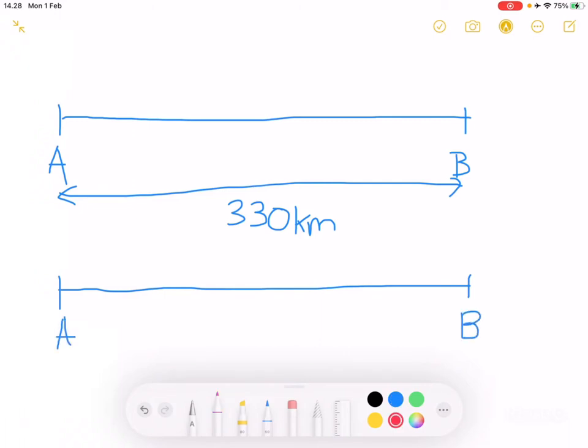It says a car departed from city A at 9 o'clock, and it's traveling to city B at an average speed of 60 kilometers per hour. So let's just write that. And it's also known that a truck departed from city B at 9:30 and is traveling to city A at an average speed of 40 kilometers per hour.